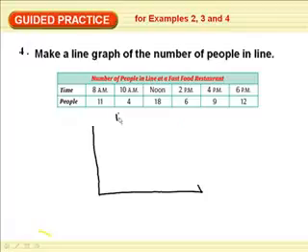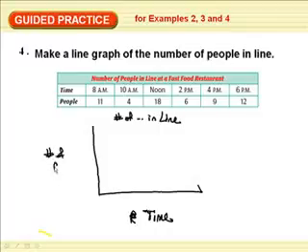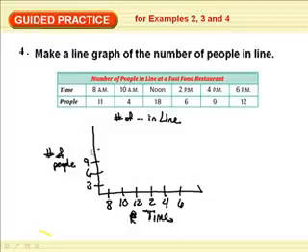You're going to put the title, number of people in line. And this is going to be time on the x-axis, and number of people on the y-axis. What do we got? 8 a.m., 10 a.m., 12, 2, 4, and 6. And the highest number is 18. Let's go by threes: 3, 6, 9, 12, 15, 18. And this is all on your graph paper.